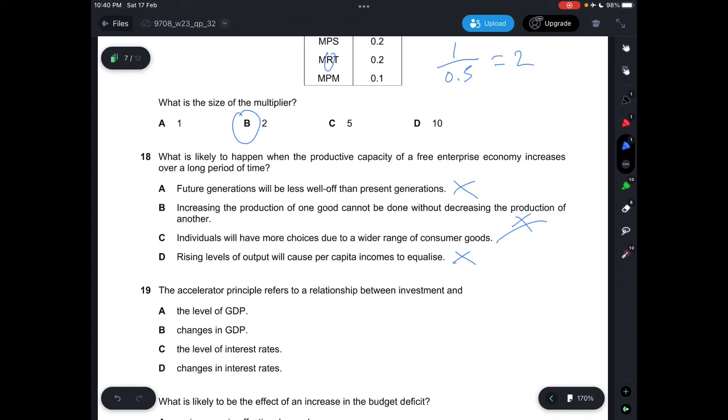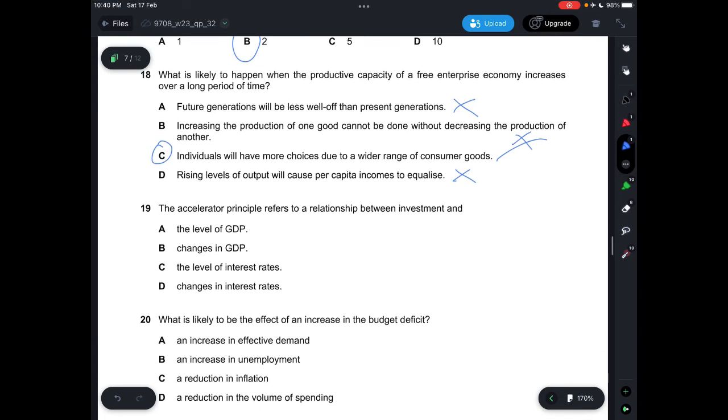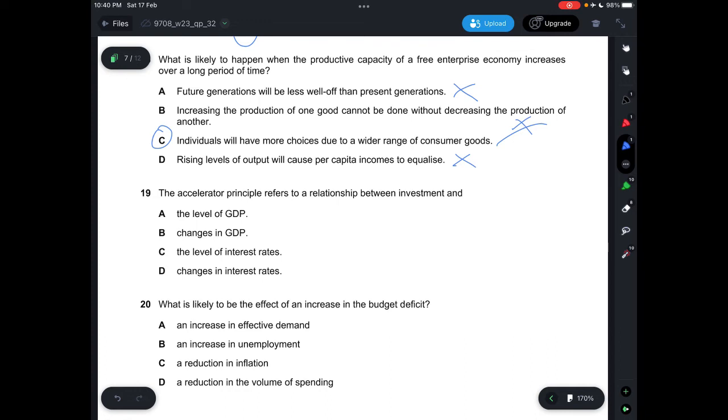Per capita incomes would increase, so answer has to be C. Question 19, the accelerator principle refers to a relationship between investment and GDP because of aggregate demand, so it has to be changes in GDP, so answer is B.